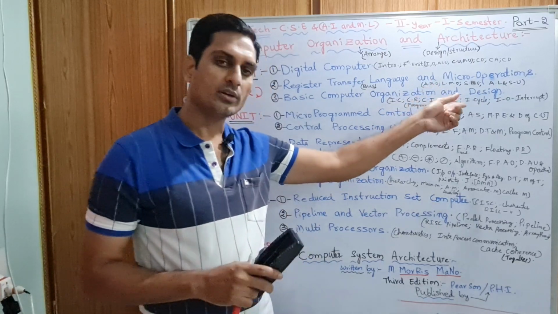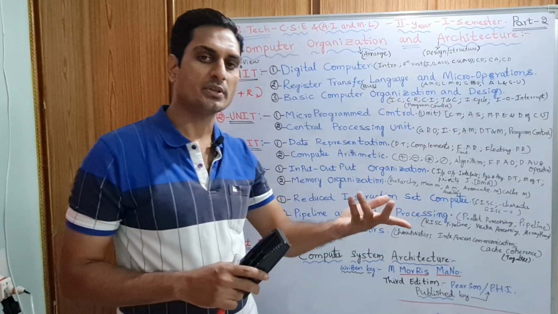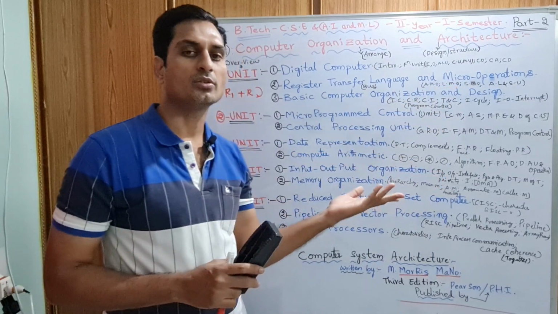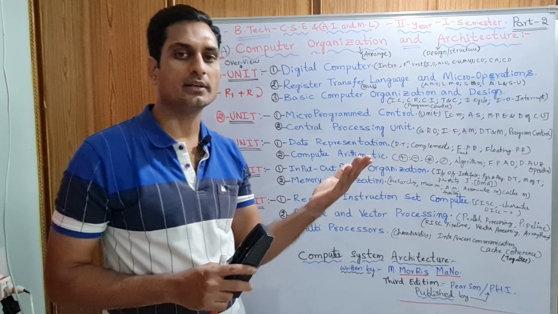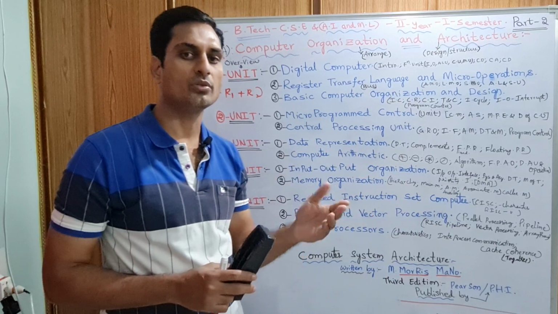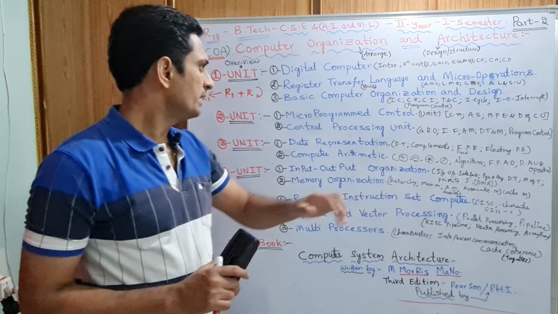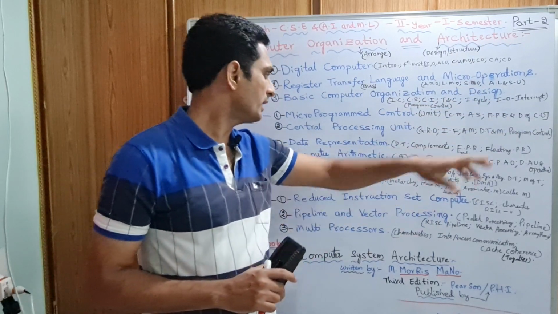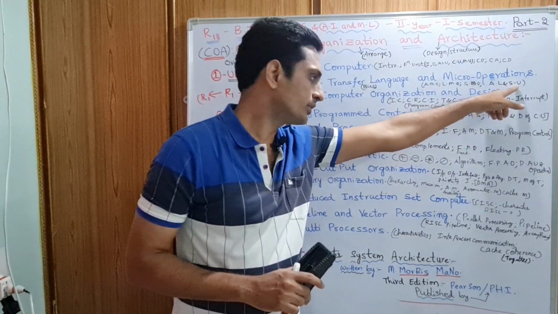Those are arithmetic micro operations, calculation micro operations, addition and subtraction and all. Logic micro operations. In my last video also I told you about logic: greater than, less than, greater than or equal to, less than or equal to, not equal to, like that. And shift micro operations, shift left, shift right. And lastly we have the arithmetic logic shift unit.